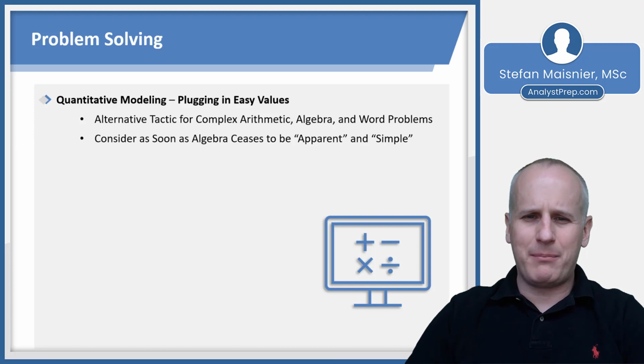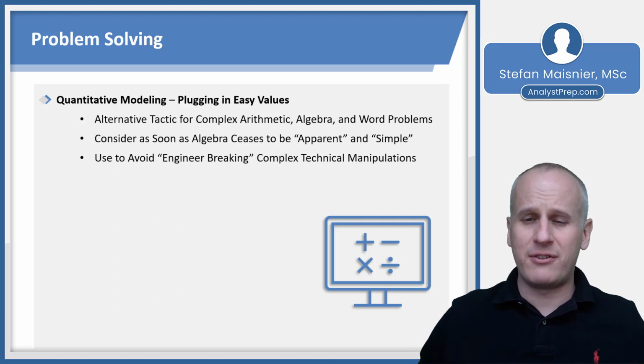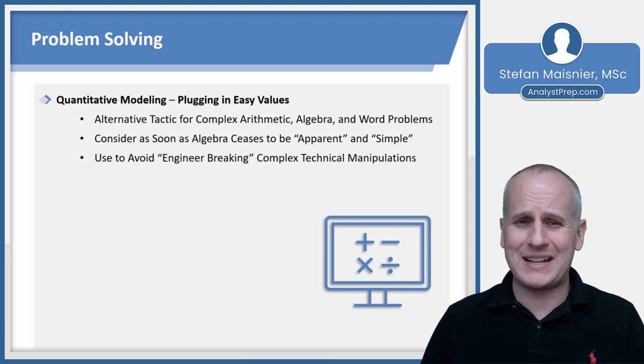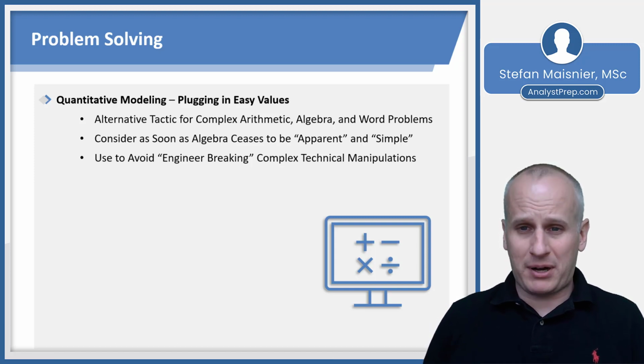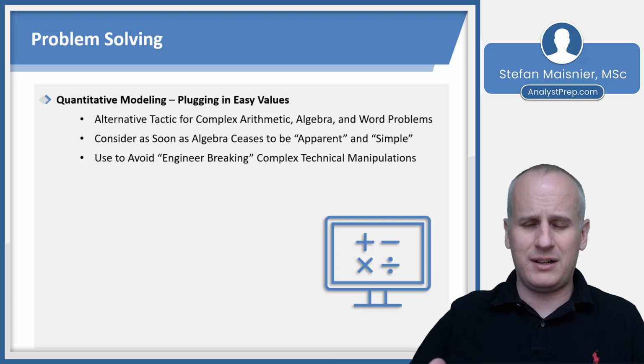You want to think about modeling as a possible tactic as soon as that algebra ceases to be apparent and simple to you in the moment. This is a way you can avoid those engineer-breaker complex technical manipulations. If you ever find yourself feeling like you need to factor a third degree quadratic on the GMAT Focus, you probably don't need to. Instead, think about potentially quantitative modeling as an alternative tactic.